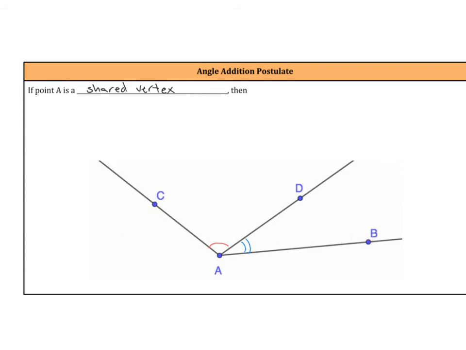So what that means is that if I take the measure of angle CAD, the one I marked in red, and I add the measure of angle DAB, the one I marked in blue, this will give me the entire angle, the measure of angle CAB. In other words, this angle right over here. So again, very similar to your segment addition, but instead we are adding angles this time.